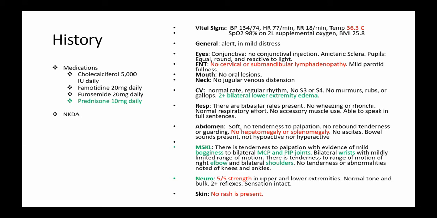Interesting, her neuro strength is 5 out of 5. She reported some proximal muscle weakness, difficulty getting out of a chair. I would want to dig into that a little bit, maybe re-examine her and see if her strength is truly 5 out of 5.